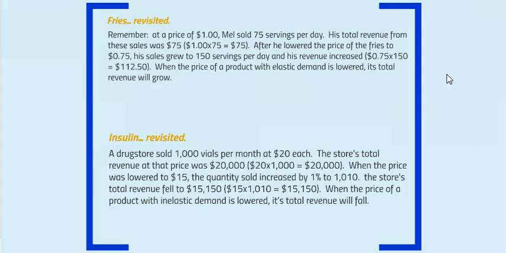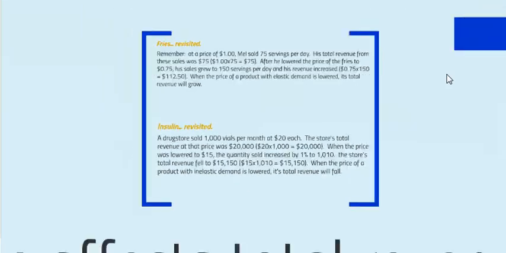But then insulin, remember, this is inelastic. So this will show you when the price falls, the total revenue is actually going to fall too. So let's say a drugstore sold 1,000 vials per month at $20 each. The store's total revenue at that price was $20,000. When the price was lowered to $15, the quantity sold increased by 1% to 1,010 units. The store's total revenue fell to $15,150. When the price of a product with inelastic demand is lowered, its total revenue will fall also.